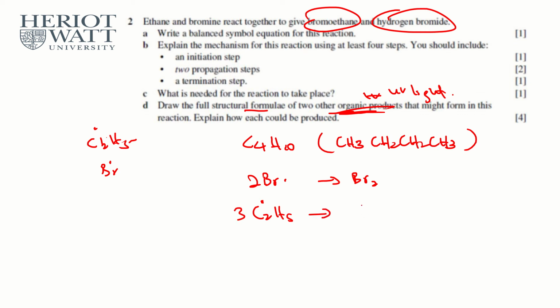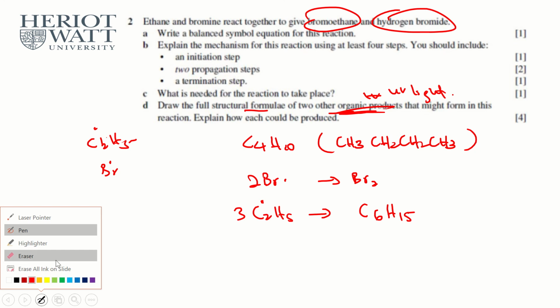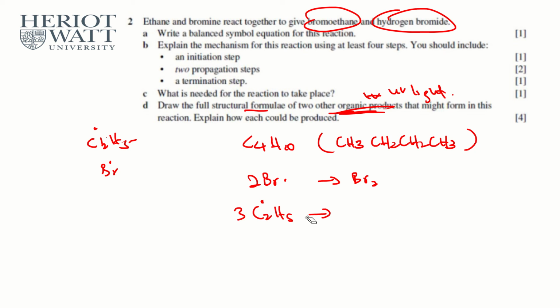Three radicals of C2H5, then you get C6H15. Wait, that doesn't make sense. No. So I don't think this happened. Not three C2H5 radicals. Maybe we can have this.